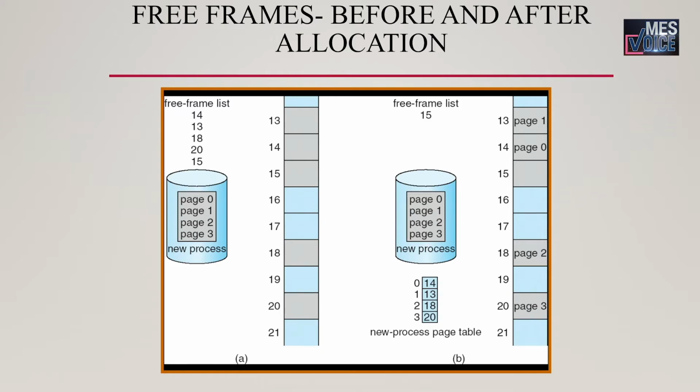In the first part, section A, we can see the list of free frames, marked as 14, 13, 18, 20 and 15, and there are 4 different pages, starting from page 0 to page 3. Section B gives the page table, which contains the page number as well as the frame number. When the particular process is allocated, we can see that only one frame is left over, that is frame number 15. All other frames are allocated.